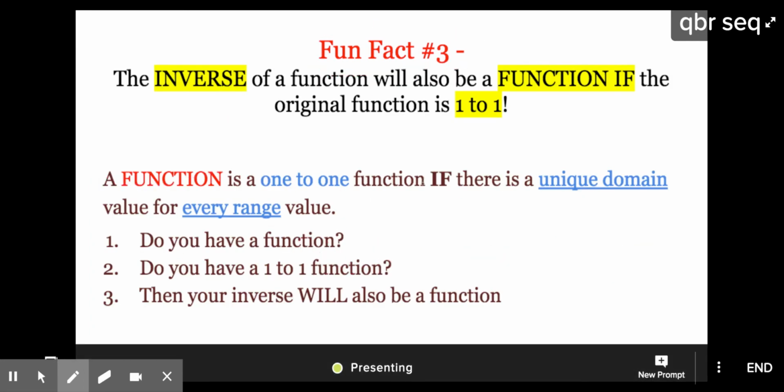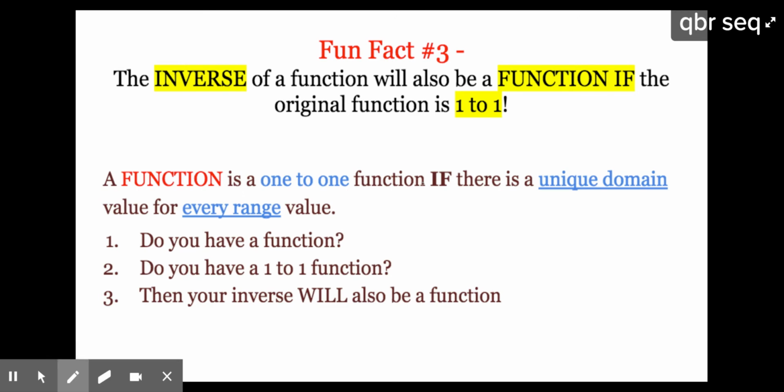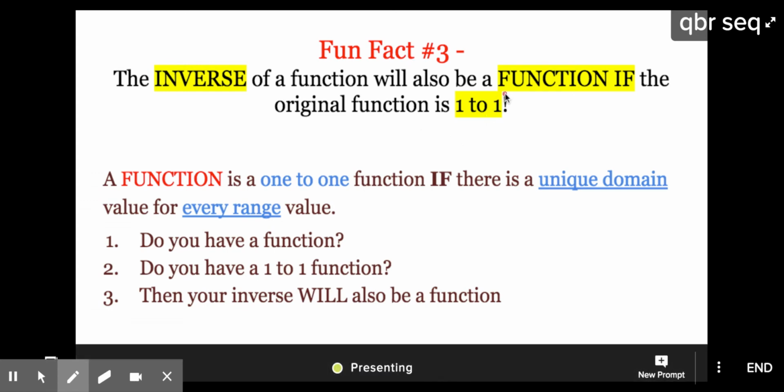So fun fact number 3, the inverse of a function will also be a function if the original function is 1 to 1, right? So we've talked about how you can determine if a given equation or a given graph is a function, right? Like if you're dealing with a parabola, a quadratic, it passes the vertical line test. But be careful here. Is its inverse a function? This is actually not 1 to 1.